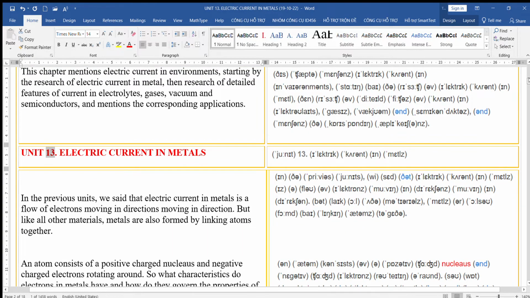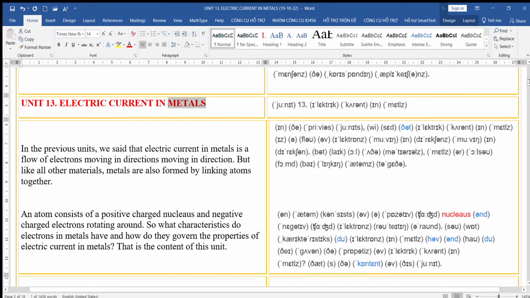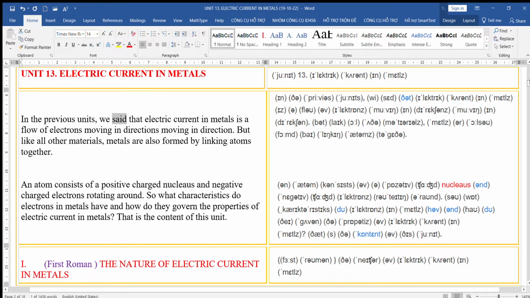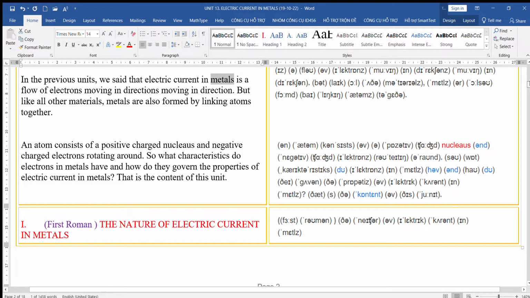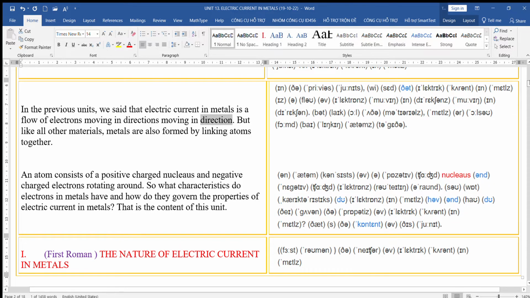Unit 13. Electric current in metals. In the previous units, we said that electric current in metals is a flow of electrons moving in one direction. But like all other materials, metals are also formed by linking atoms together. An atom consists of a positively charged nucleus and negatively charged electrons rotating around it.